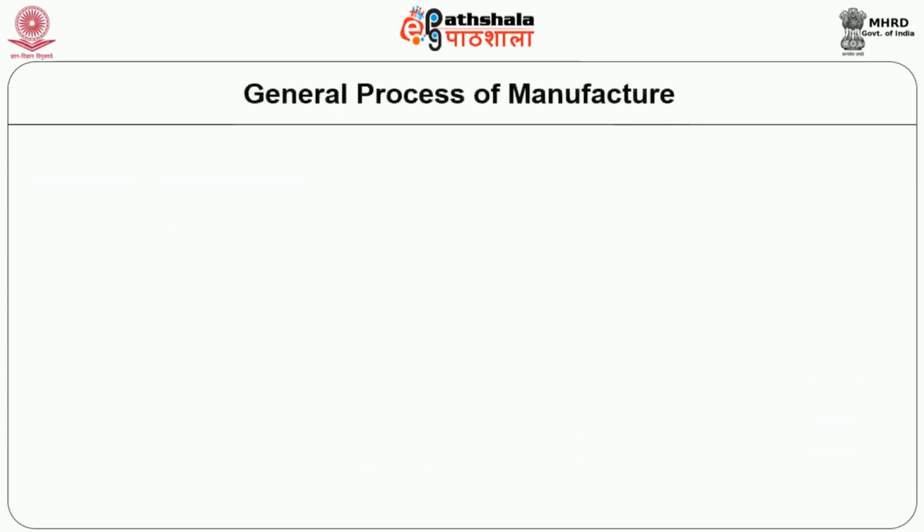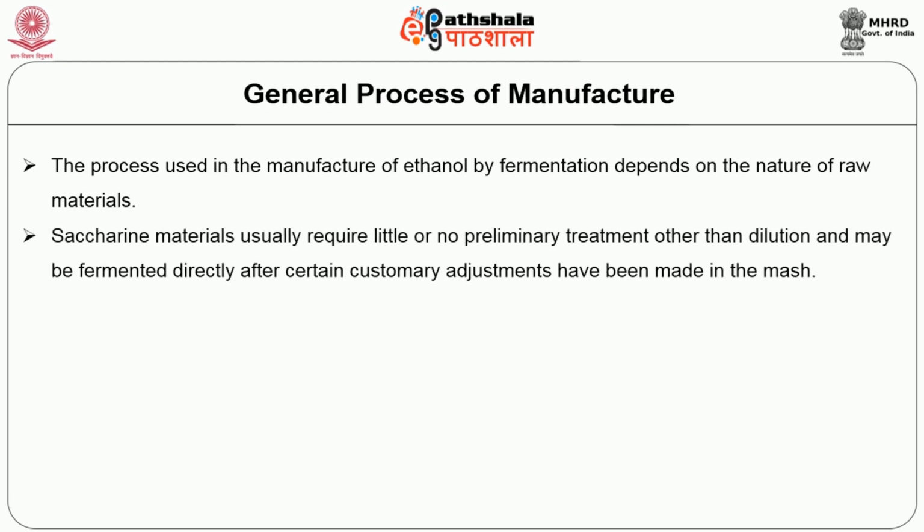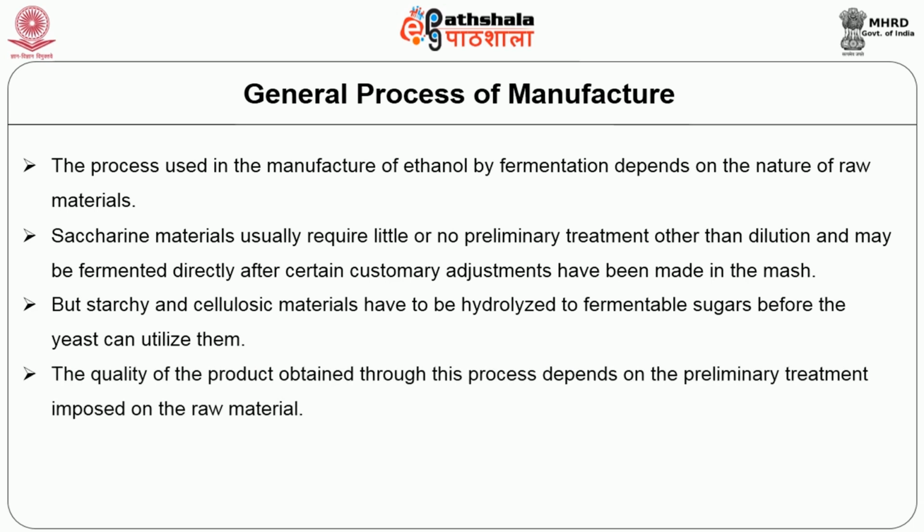We shall see the general process of manufacture now. The process used in the manufacture of ethanol by fermentation depends on the nature of raw materials. Saccharine materials usually require little or no preliminary treatment other than dilution and may be fermented directly after certain customary adjustments have been made in the mash. But starchy and cellulosic materials have to be hydrolyzed to fermentable sugars before the yeast can utilize them. The quality of the product obtained through this process depends on the preliminary treatment imposed on the raw material.